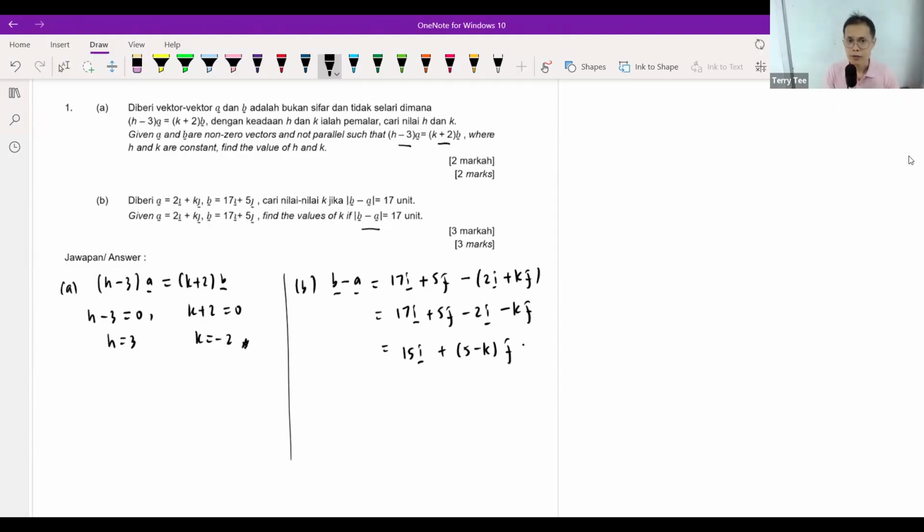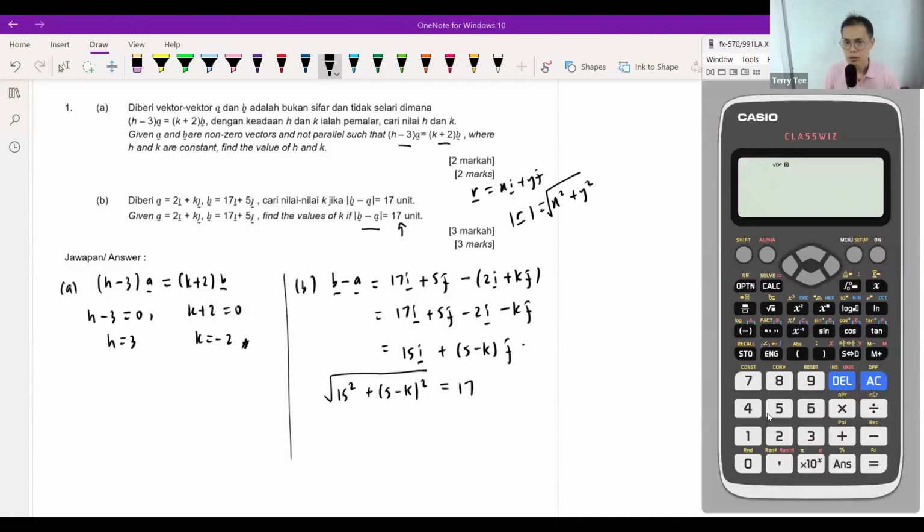Now, if your magnitude is 17, we can use the simple Pythagoras theorem. Remember, if vector r is xi + yj, the magnitude of vector r is the square root of x squared plus y squared. So we're going to take the square root of 15 squared plus (5 - k) squared, and the result must be 17. Actually, you don't have to do a lot of work because we know 17, 15, and 8 and we know the ratio. But if you don't know, it's okay. Just use your calculator.